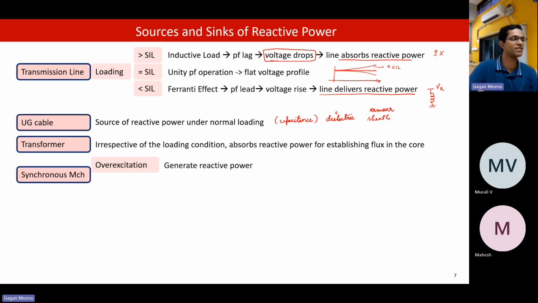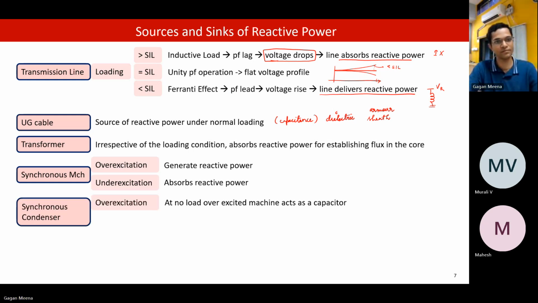And synchronous machine, it depends on their excitation. If they are overexcited, then they will deliver reactive power. But if they are underexcited, then they will absorb reactive power. Synchronous condenser: the same synchronous machine, if it is operated at no load, it will behave just like a capacitor when overexcited.